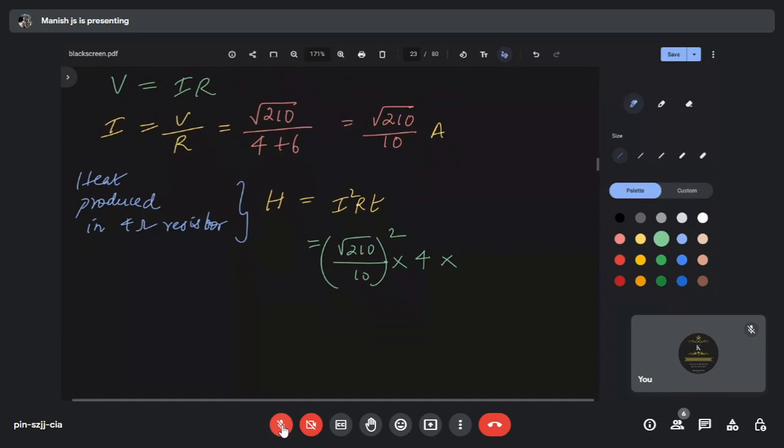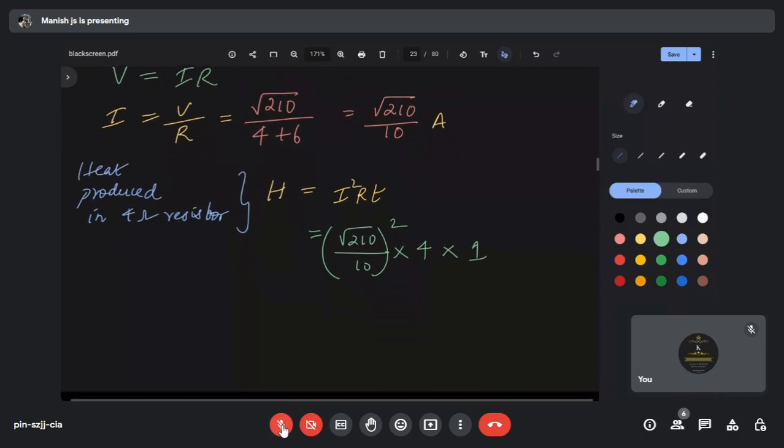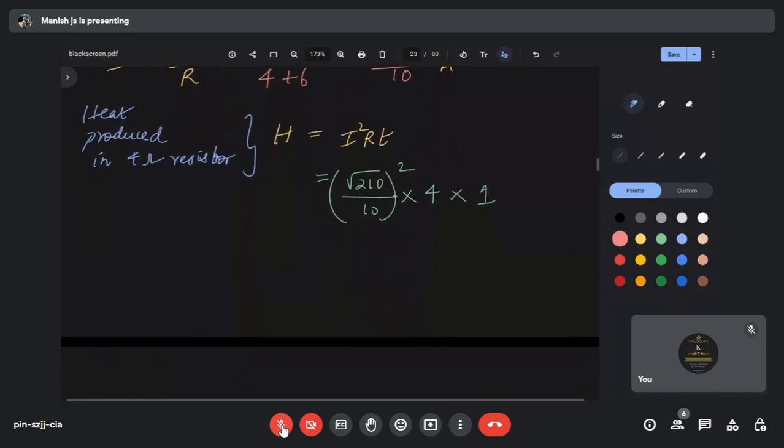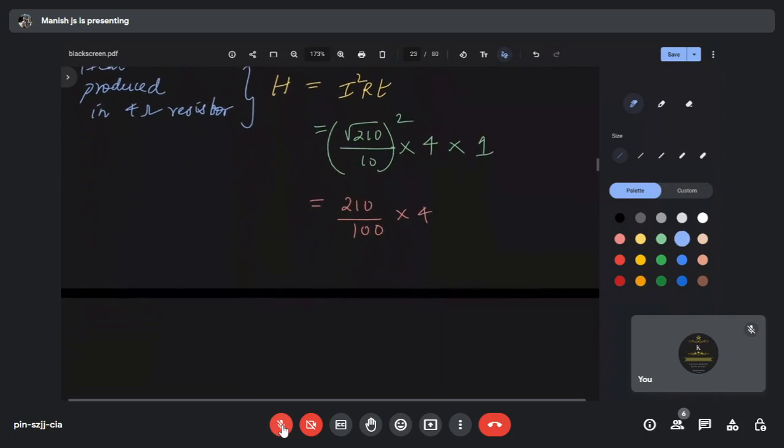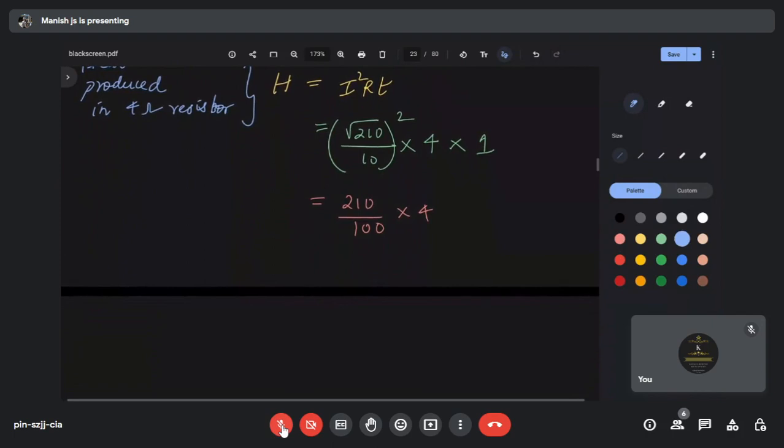Just 1 second. 1 தான். Simplify பண்ணுங்க. So what do you get? 210 by 100 into 4. Yes. Cancel out பண்ணிடுங்க. And remember, this is the values for joules per second தான் நம்ம வச்சிருக்கோம்.